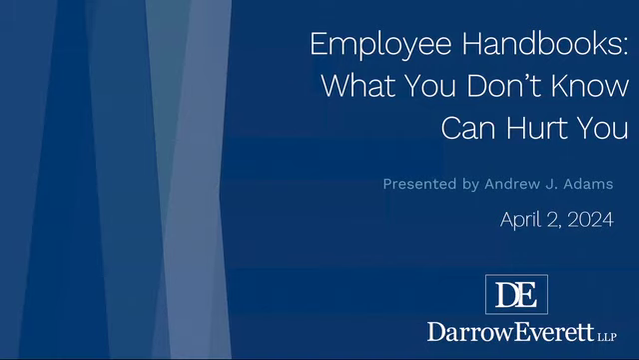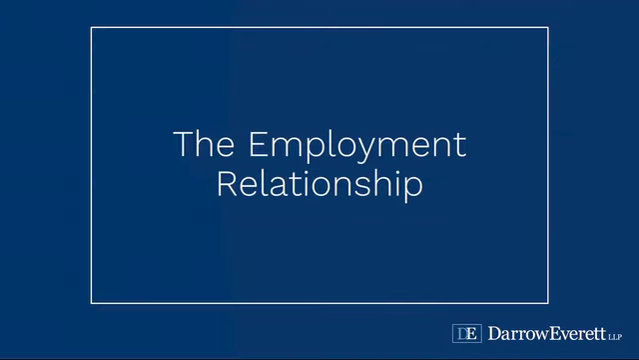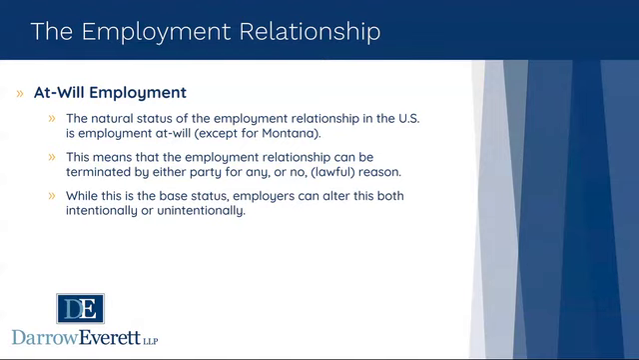So with that said, we'll get to the beginning of the presentation, the employment relationship in general. The employment relationship between an employee and an employer, the general status of that in every state except for Montana, which has a little bit of a funkier legislative scheme, is employment at will. Now, that being said, employment at will can be changed by actions of employers or documents that are put in place, or a poorly drafted employee handbook, which we'll talk about in a little bit.